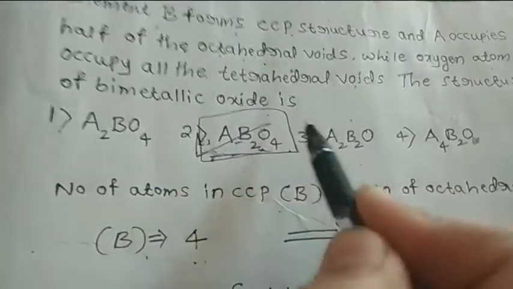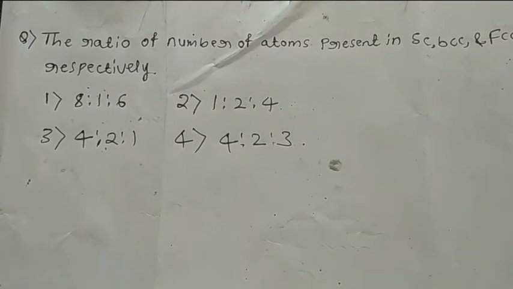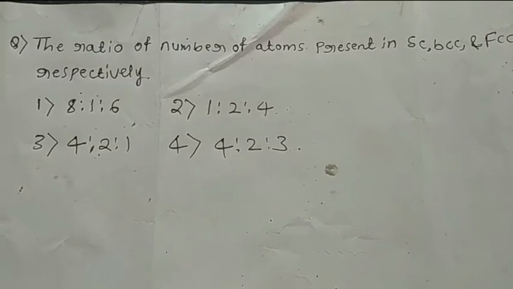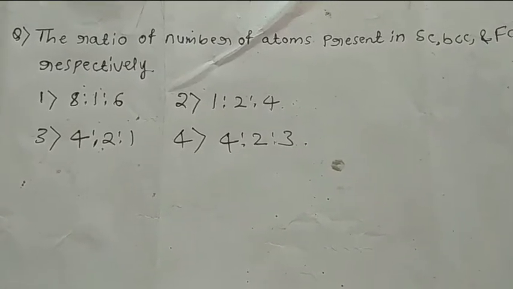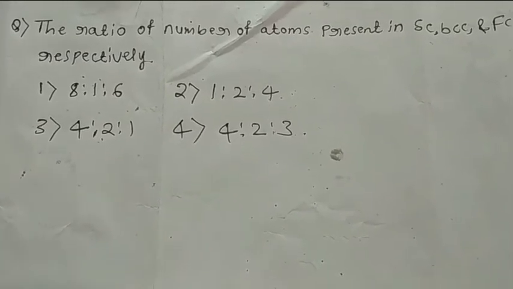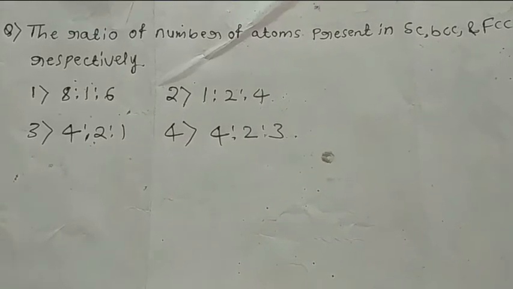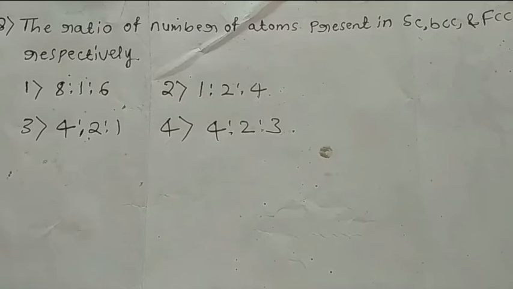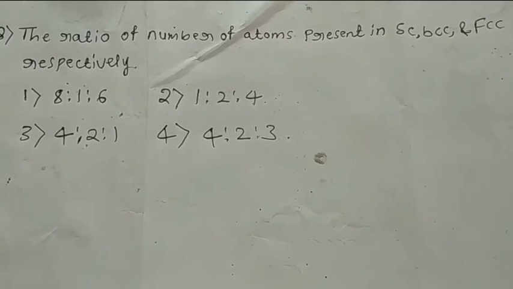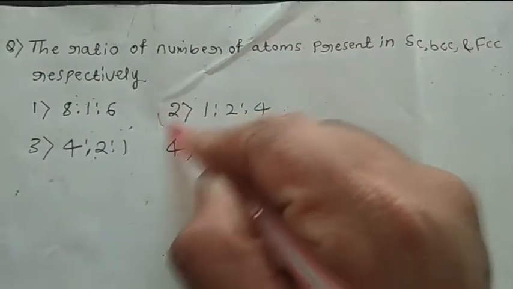The next question is the ratio of the number of atoms present in simple cubic, BCC and FCC respectively. One of the easiest questions in the 2019 JEE paper. It is simple, I think you don't need an explanation. In simple cubic, the number of atoms is 1. In BCC, it is 2. In FCC, it is 4. It is there in option number 2. It's a simple question.